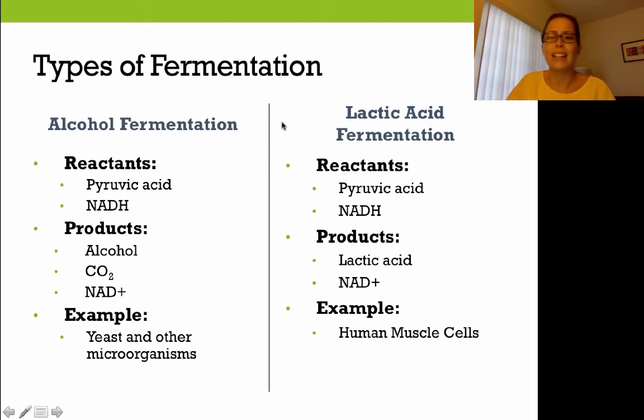Now in lactic acid fermentation, the reactants are the same as alcoholic fermentation, but the product is going to be different. So pyruvic acid is going to get broken down by the energy carrier NADH into lactic acid, and then we're going to get our uncharged energy carrier NAD+. And an example of lactic acid fermentation takes place in human muscle cells.